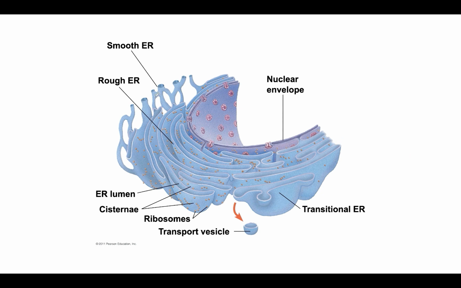One more time, here's the smooth ER, the rough ER, and then this dot is a ribosome, and this is the protein synthesized inside the rough ER. Some protein is located inside the membrane of ER, but at the terminal region of ER, this membrane is budded off, and it forms a transport vesicle.